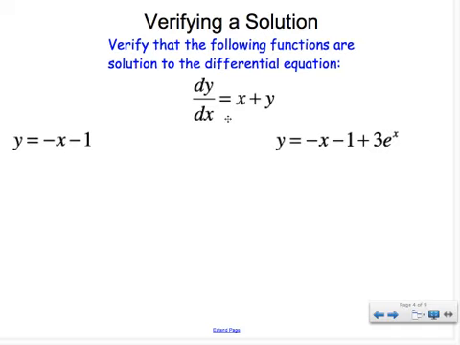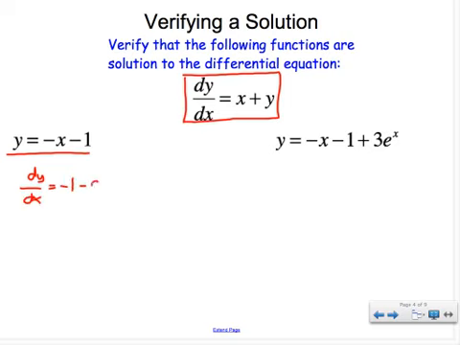They're telling me, hey, this works. Show me why it works. So I need to show that this function will make this differential equation here true. So it says dy/dx equals x plus y. So the dy/dx, or the derivative of this equation, would be negative 1 minus 0, or just negative 1.